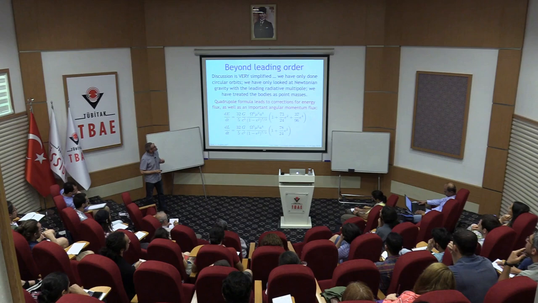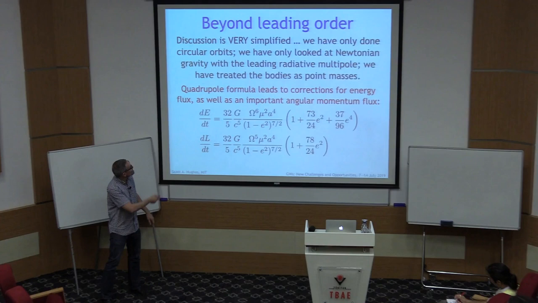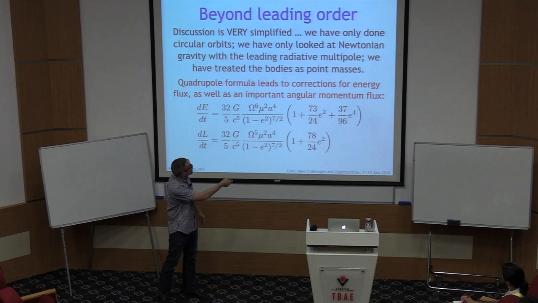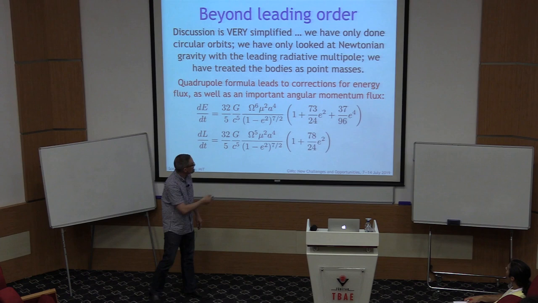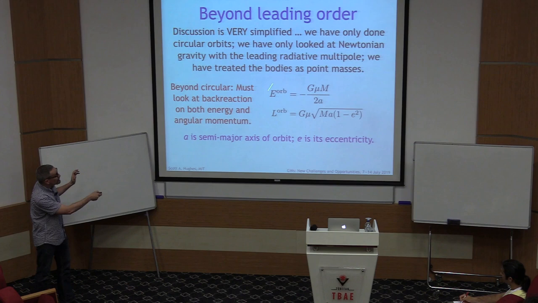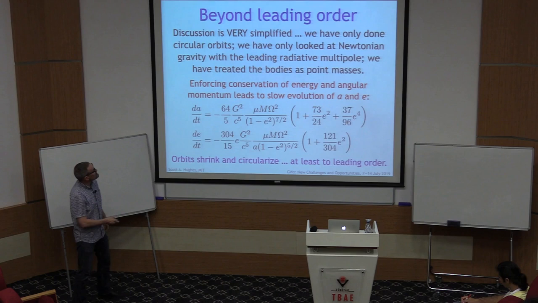When I go through the exercise of solving the quadrupole formula for the radiation, what I find is that the evolution of the energy and the angular momentum relates to the system's parameters in a rather more complicated way. So in particular, what you find is this very interesting enhancement effect due to the eccentricity of the system. You can take these formulas for dE/dt and dL/dt, connect them to the definitions of the orbital energy and the orbital angular momentum, and use this to find the rate at which the semi-major axis and the eccentricity change.